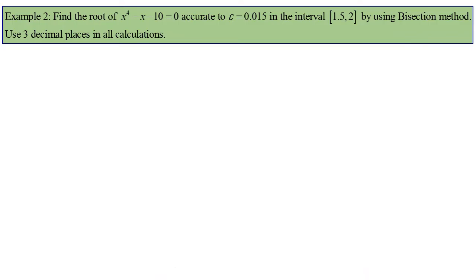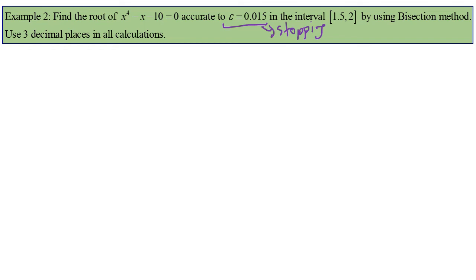Alright, move to example number 2. In example number 2, you are given the value of epsilon. You can see here: find the root of x to the power of 4 minus x minus 10, accurate to epsilon 0.015. Okay, so this is called the stopping value. You have to stop your iteration when you reach the value of epsilon 0.015.